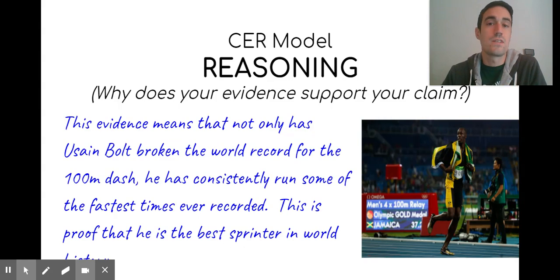So in the next couple slides, you're going to actually practice making your own claim, evidence, and reasoning, and then you're going to take your exit ticket to see if you can make a claim, evidence, reasoning based on some data.